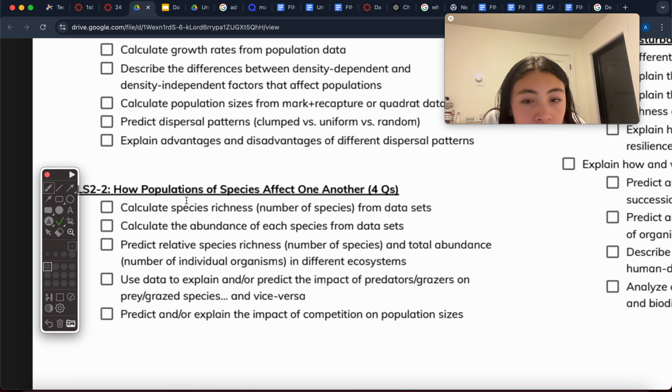And to calculate species abundance, there'll usually be numbers next to them, and you'll just count that and add it up inside that species only, if you're doing it within a species. If you're doing it for the whole data set, then you're just going to add all the numbers together. Predict relative species richness.